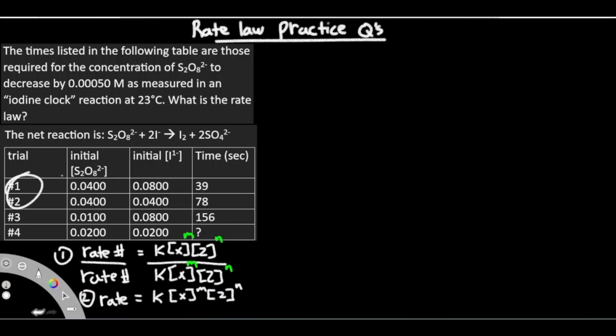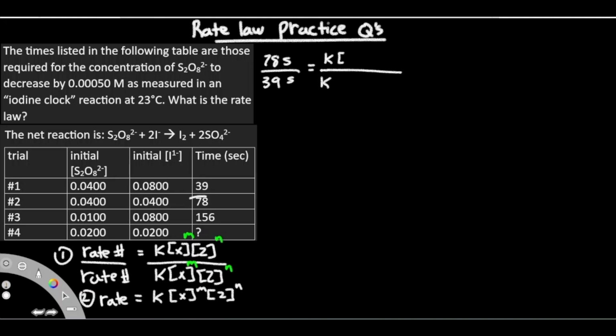We're going to use trials 1 and 2. So I'm going to use 78 as my first rate number here, in seconds. And the next trial here was 39, so that's going to be divided. It's going to equal, again, both of these have k, the slope, the proportionality constant. We don't know what it is, it's not given to us, so just leave it there for now. And then we're going to put in our reactants.